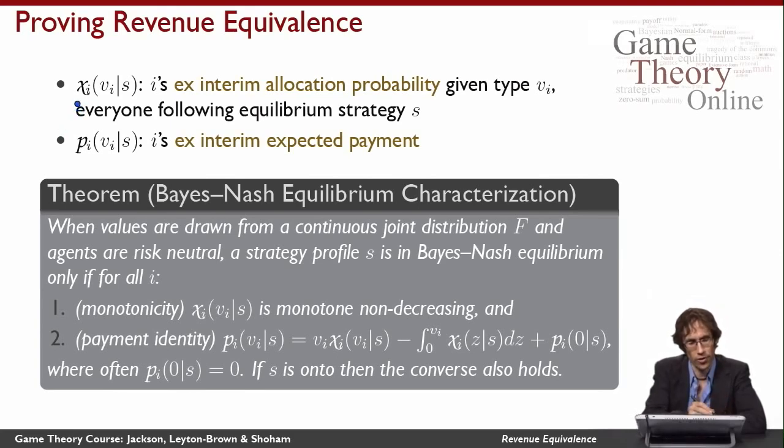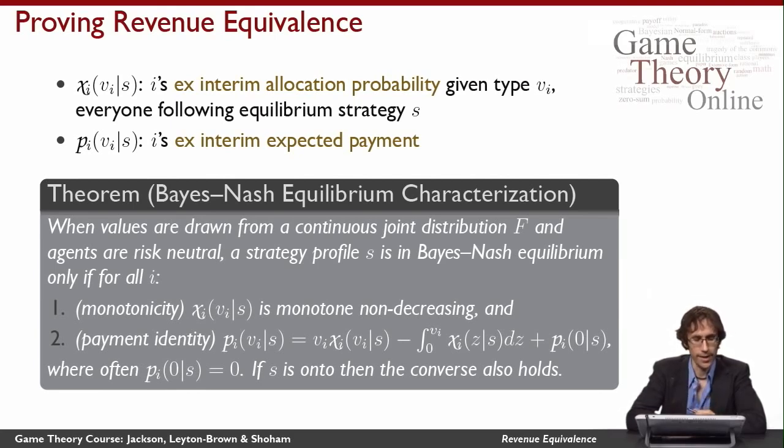Well, I'm now going to have the choice function xi. And what I'm going to mean by that is the choice function from the point of view of agent I, given that everybody else is following the equilibrium strategy profile S for some Bayes-Nash equilibrium, and that agent I has type VI. So what this xi is going to give us is the probability that an agent I with type VI is going to be allocated the good, given that everybody follows the equilibrium strategy S, including I.